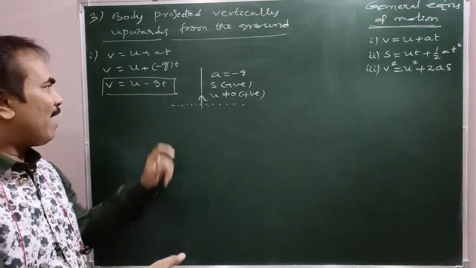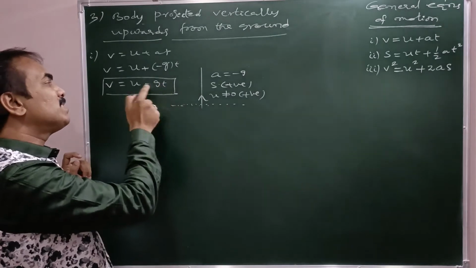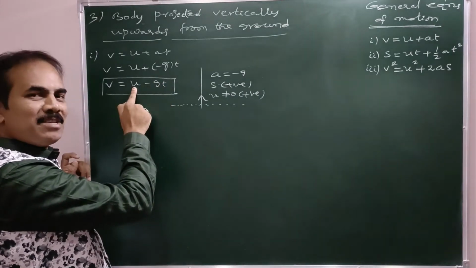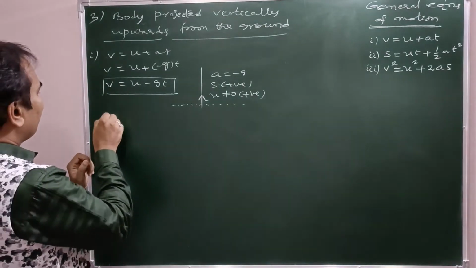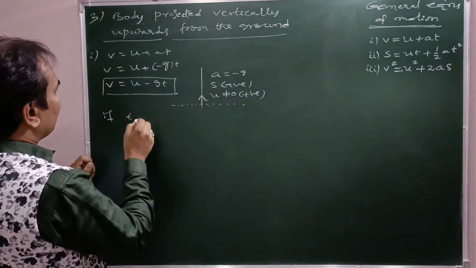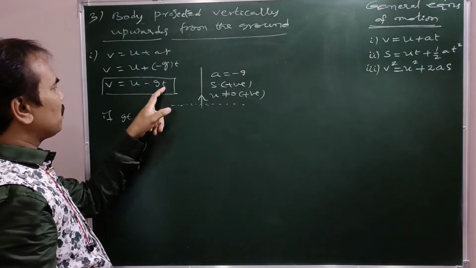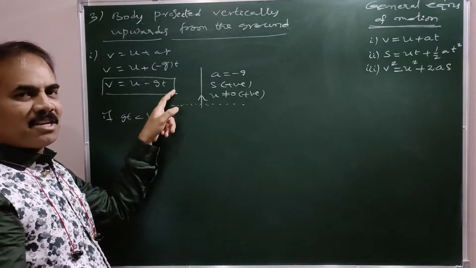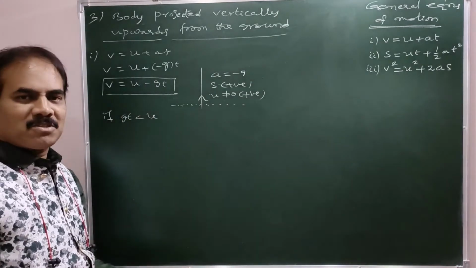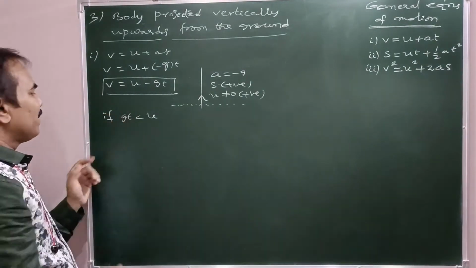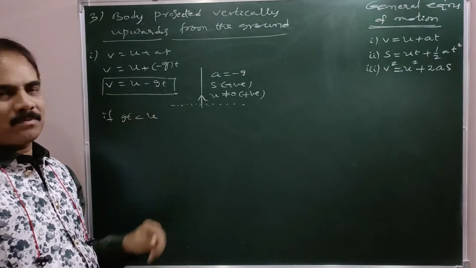As time goes on, what happens? This second term, g into t, increases and becomes equal to u at some instant. In that case, v becomes 0. Let us see. Suppose t equal to 0, v becomes u. t equal to 0 means the initial instant. g into 0, that is u minus 0, that is u. v becomes u. Similarly, if gt is less than u, v becomes positive.